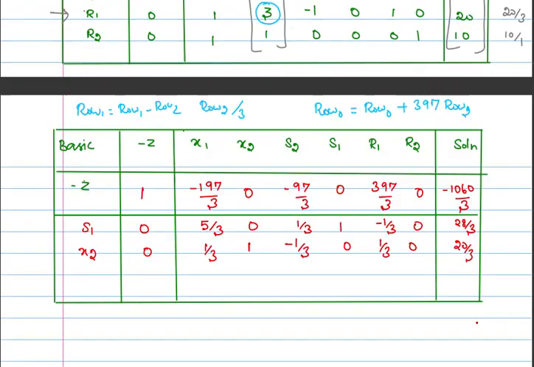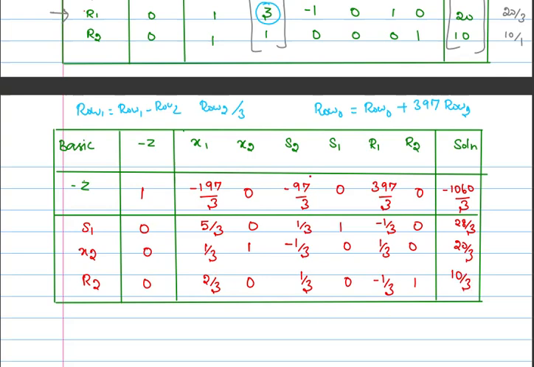Next, similarly, the same way, R3 equals R3 minus R1 because I want to make it zero. So here R2 is 0 minus 0. Here you will get 1 minus 1 by 3, which is 2 by 3. Here you will get 0. Here you will get 1 by 3. Here you will get 0, here minus 1 by 3, here 1, here you will get 10 divided by 3.